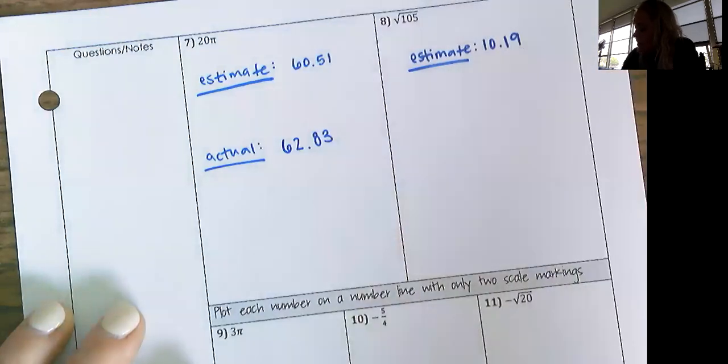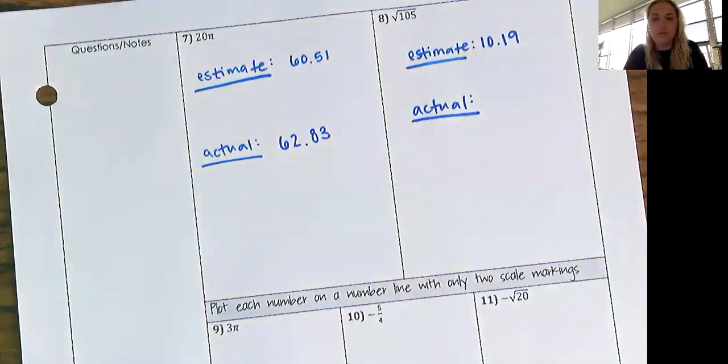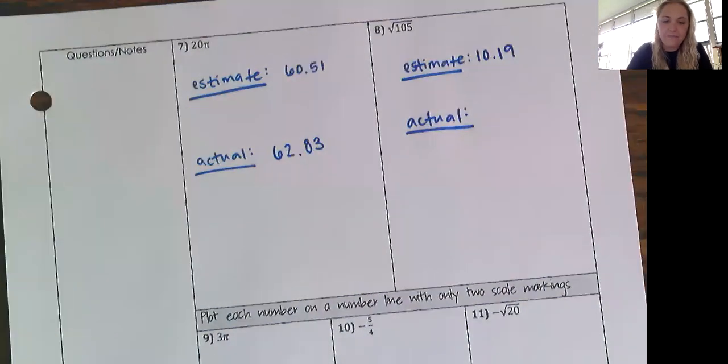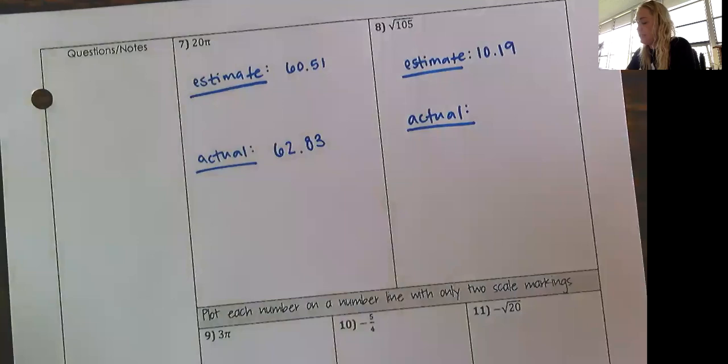10.19. Okay, let's go for actual now. We're doing square root of 105. 10.24. Ladies and gentlemen, that was pretty darn close. Actually, if we round this correctly, that should not be 10.24. It should be 10.25 because the 6 after the 4 would force the 4 to round to a 5. So let me write down 10.25.